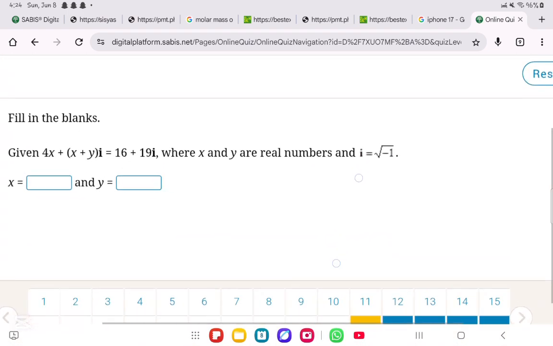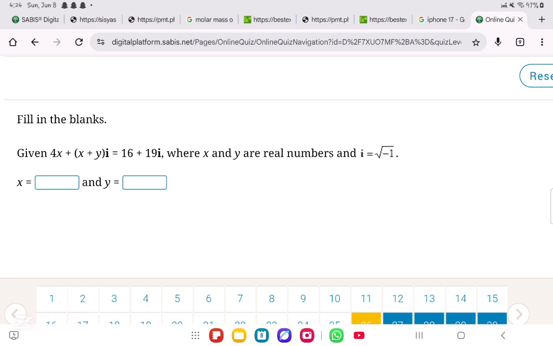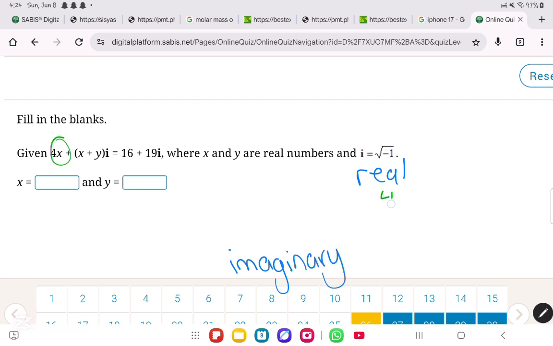It says, given 4x plus yi is equal to 16 plus 19i, where x and y are real numbers, and i is equal to radical minus 1, find the value of x and the value of y. So when you come across a question like this, what are we supposed to do? We said we'll separate it into two parts, the real part and the imaginary part. What is the real part in this case? The real part is 4x, so 4x is equal to the real part again, which is 16.